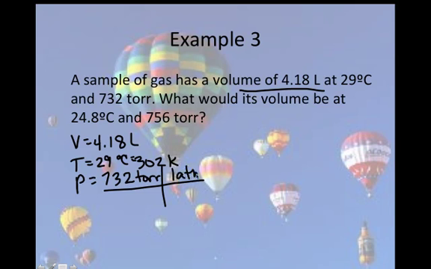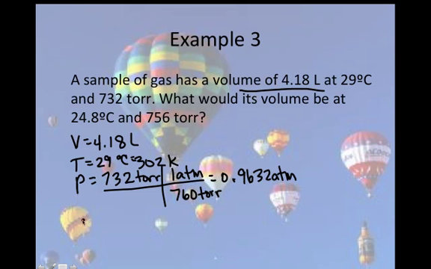Remember how to do that? 1 atmosphere is equivalent to 760 torr, just like millimeters of mercury. So 732 divided by 760, that gives us 0.9632 atmospheres. Of course, I'm not going to round that figure until the very end.